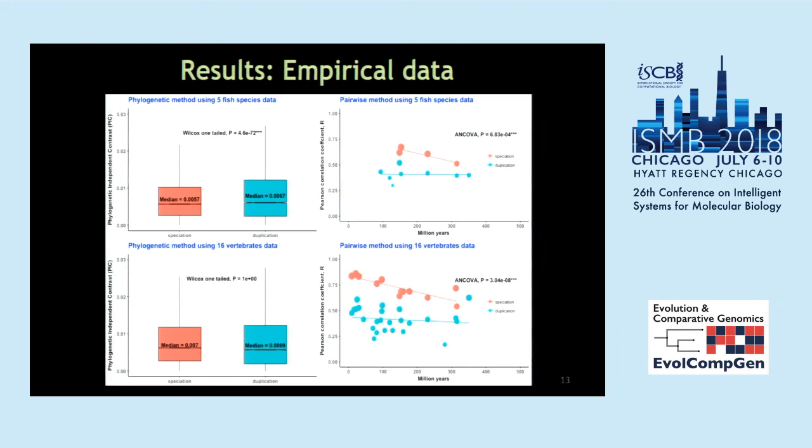To revalidate our result, we used the time-calibrated trees of 5 fish species, and we considered the time point after the third round of whole genome duplication happened. Thereby, we found that both the methods support ortholog conjecture here. But when we use the same time frame, but use the time-calibrated trees from 16 vertebrate data, we see that the pairwise method can detect ortholog conjecture, but the phylogenetic method fails.